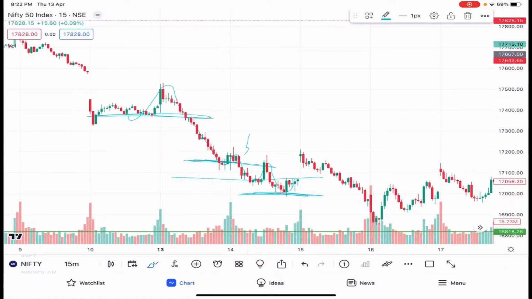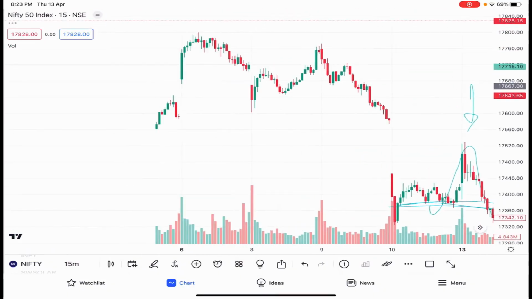This high is lower than my previous high. So that is how I identify trends. If a stock price is creating higher highs and higher lows, it is in an uptrend. If my stock price is creating lower highs and lower lows, then it is in my downtrend. Now what is a sideways market?